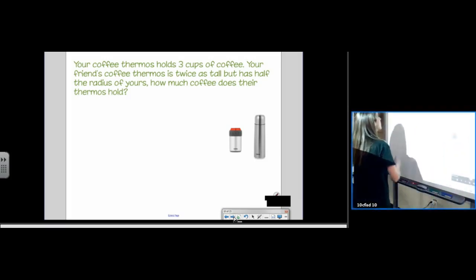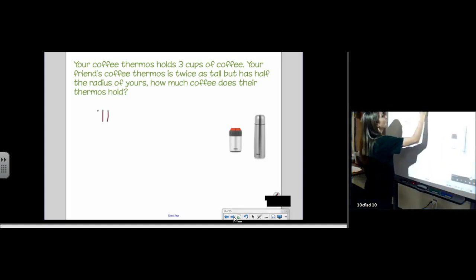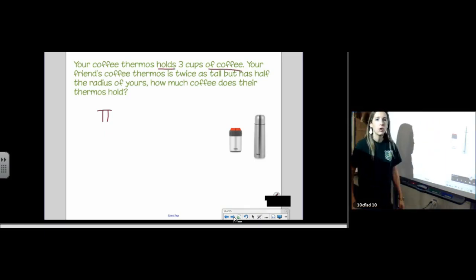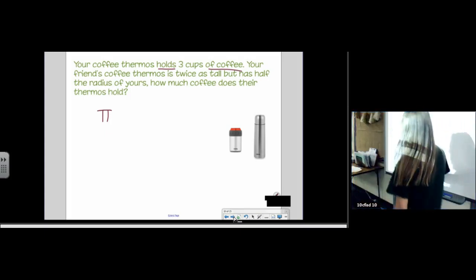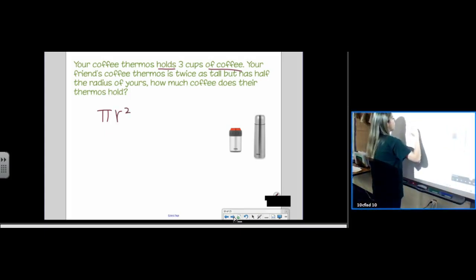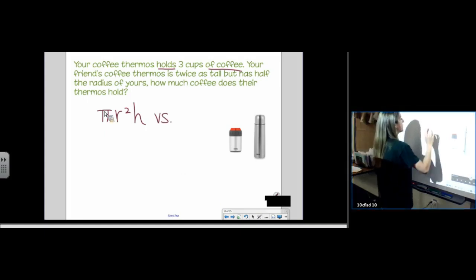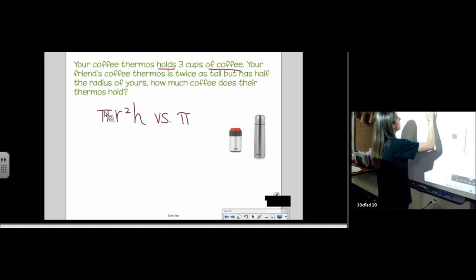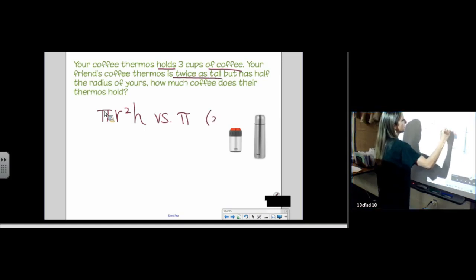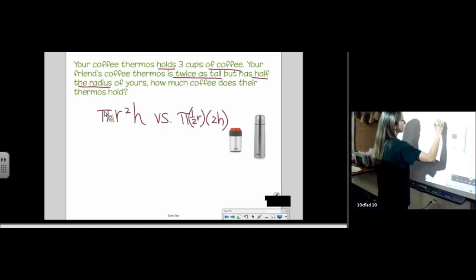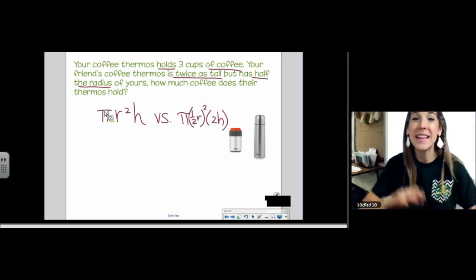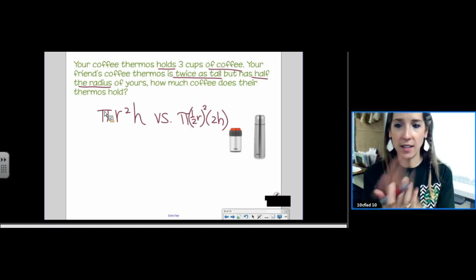So we're holding liquid. So it's not LA, it's not SA, it's volume. So we've got the same formula we were using on the other page. Pi r squared h versus pi, twice as tall, so there's no h anymore, there's 2h, half the radius. Yikes, I barely fit that in there. We did 2 things. We halved the radius and doubled the height.